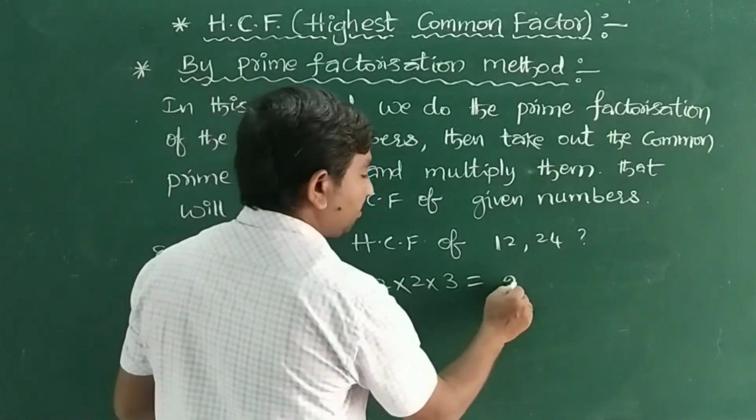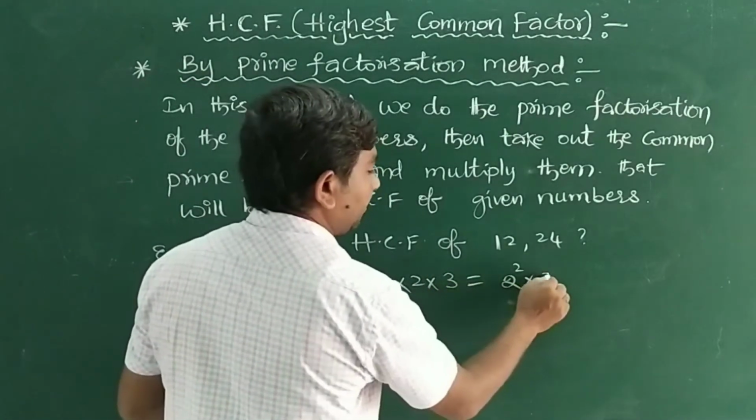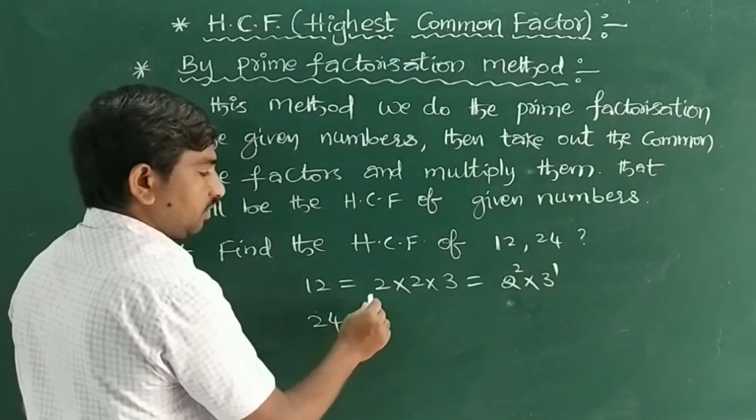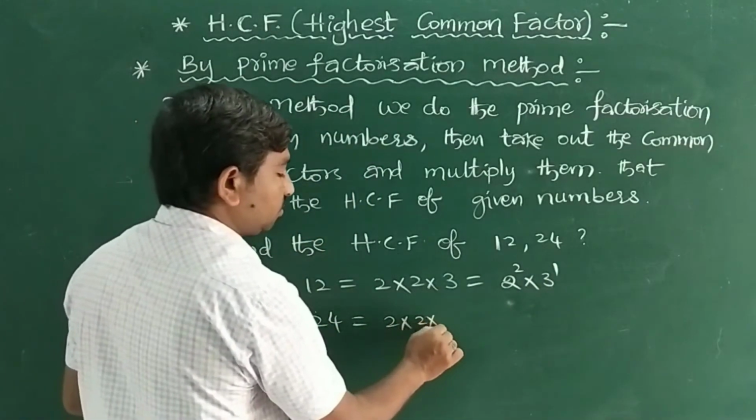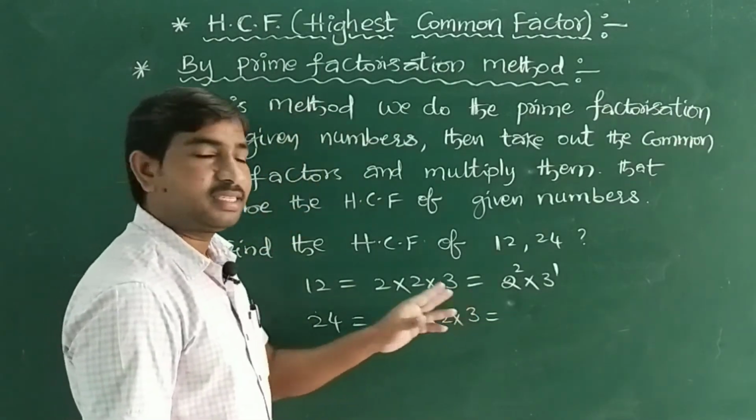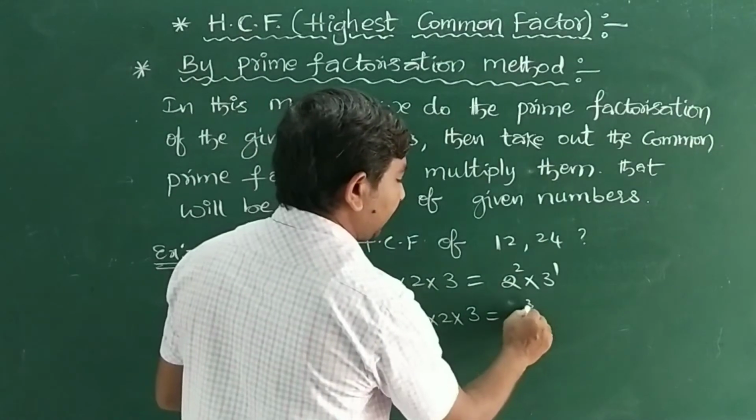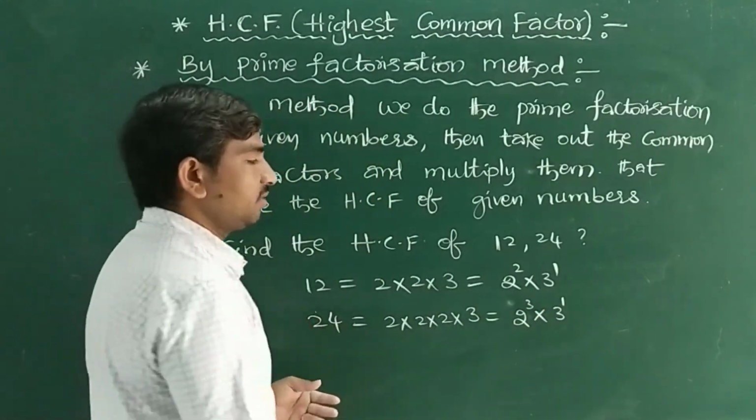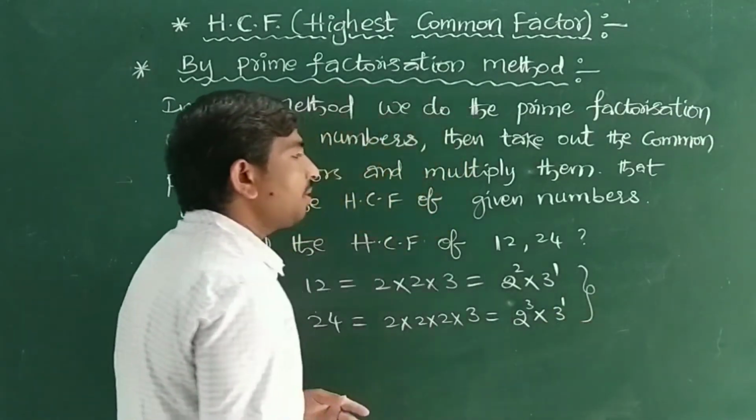2 is repeated here twice, so 2 square into 3 power 1. And now 24 can be written as 2 into 2 into 2 into 3. 2 2 is 4, 4 2 is 8, 8 3 is 24, meaning 2 power 3 into 3 power 1. To find the HCF, you have to observe the common factors.